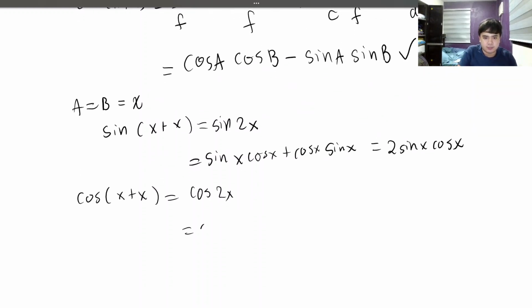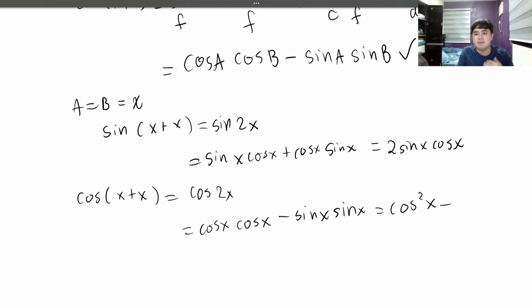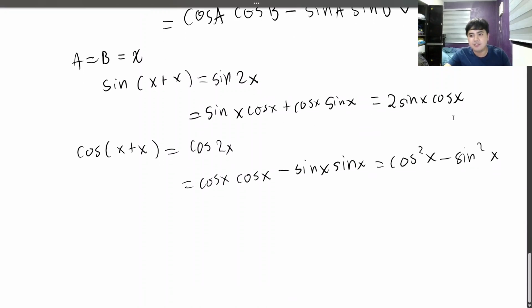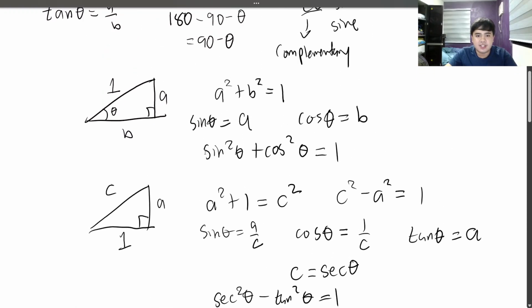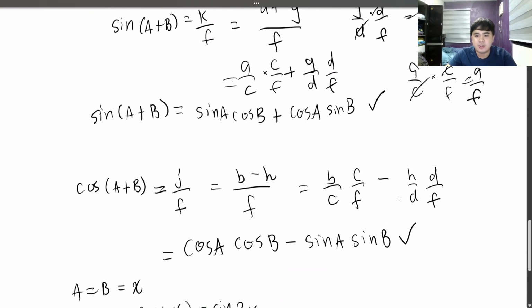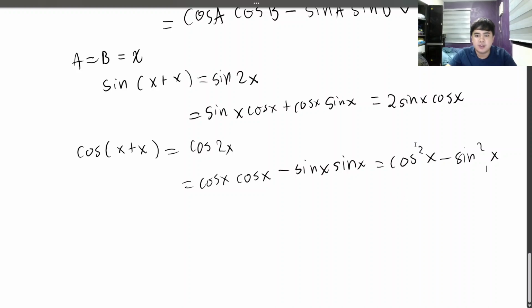Cosine X cosine X minus sine X sine X. So that is cosine squared X minus sine squared X. Nice. After that, what else? Well, cosine squared invokes something that we discussed earlier, right? Sine squared X plus cosine squared X. So can we do anything with that?